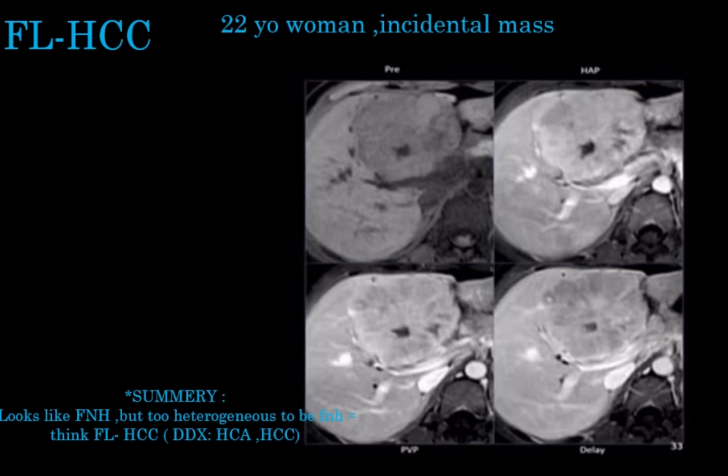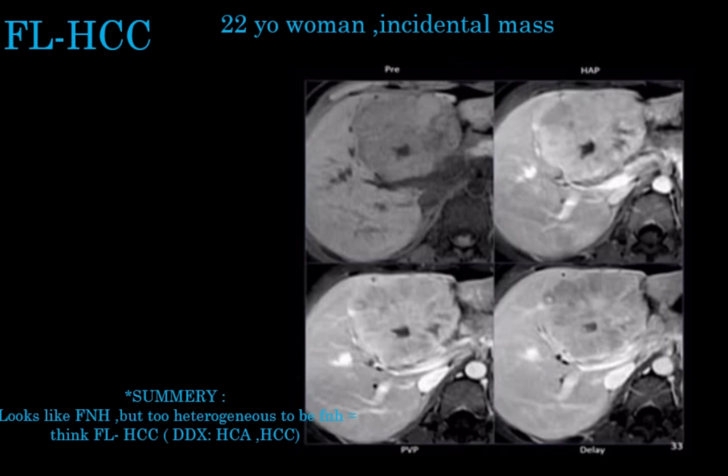Anyway, it's not common, but it happens. One of the things that might help to say that this is a fibrolamellar carcinoma rather than other lesions is that they tend to have calcifications.